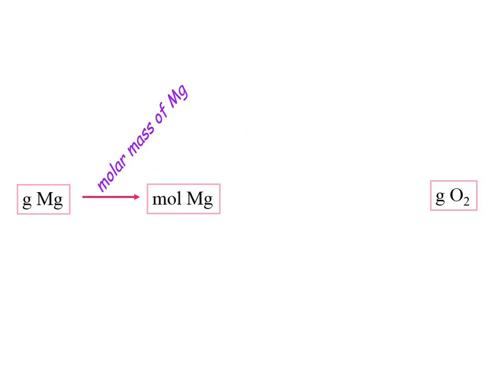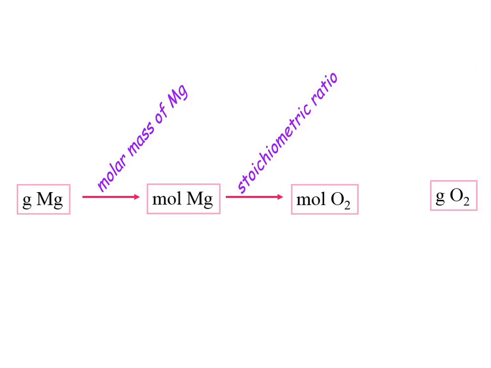You're going to go from grams of magnesium to moles of magnesium using its molar mass. Molar mass of magnesium, one of my favorite phrases. And then you'll be to the heart of the stoichiometric calculation where you go from the moles of what you know about, which is moles of magnesium, to moles of O2 using that stoichiometric ratio. Stoich ratio. And then once you have moles of O2, you're ready to finish off the problem and go from moles of O2 to grams of O2 using the molar mass of O2.